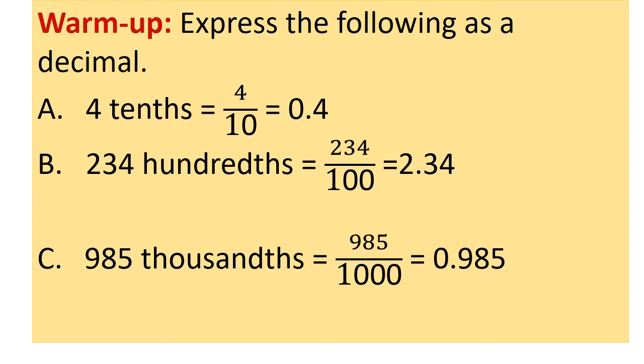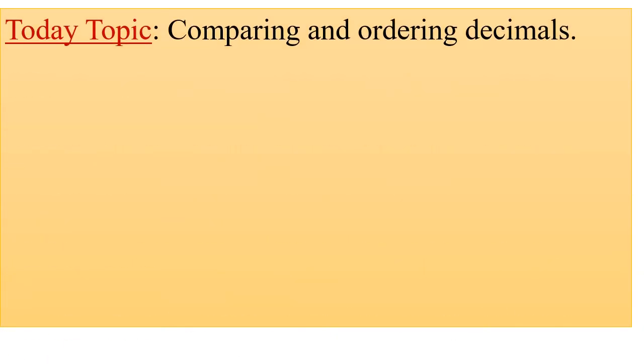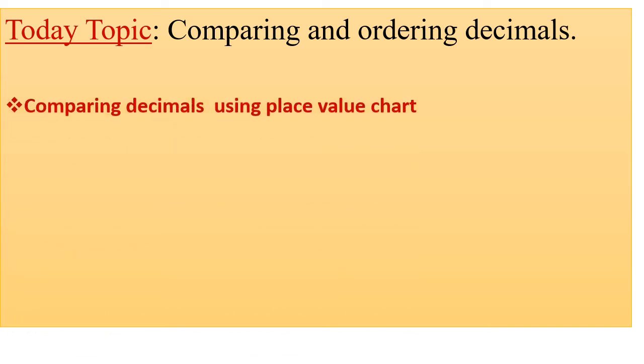How about 985 thousandths? Teacher has 985 thousandths, which means 985 over 1,000. 1,000 has 3 zeros. So after the point there must be 3 digits. So teacher will get 0.985. So today's topic, we are going to learn how to compare and order decimals.